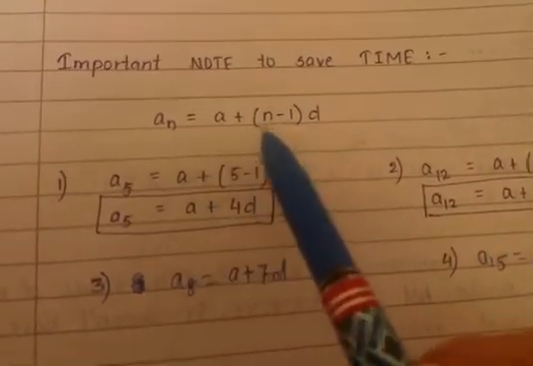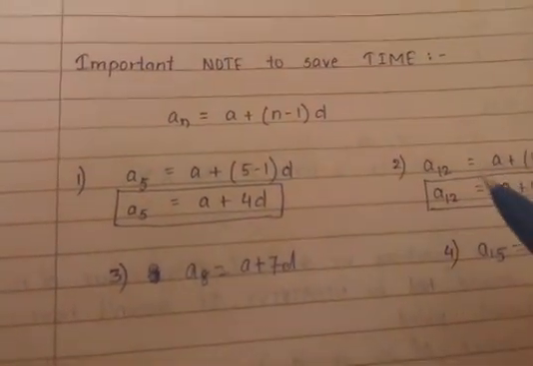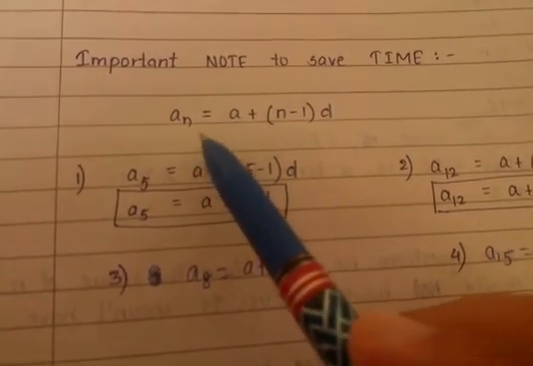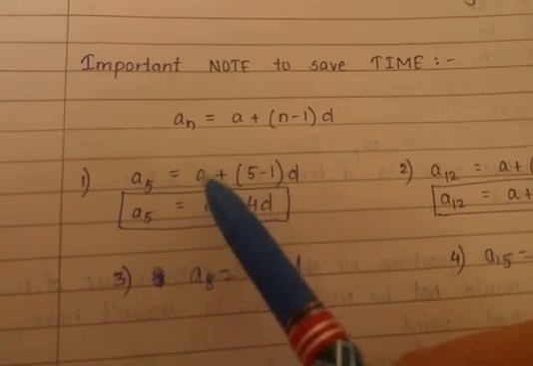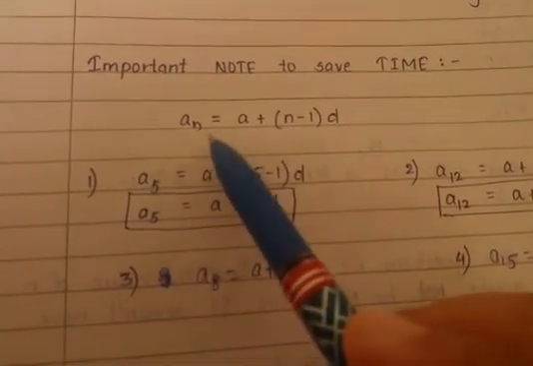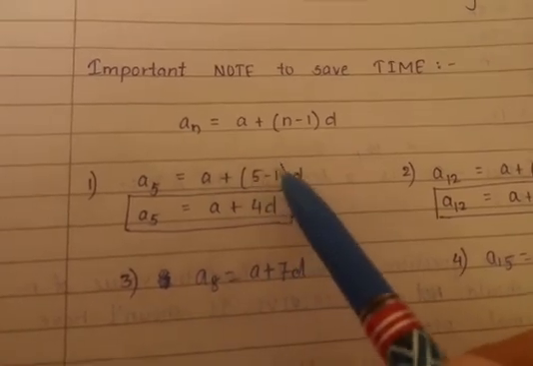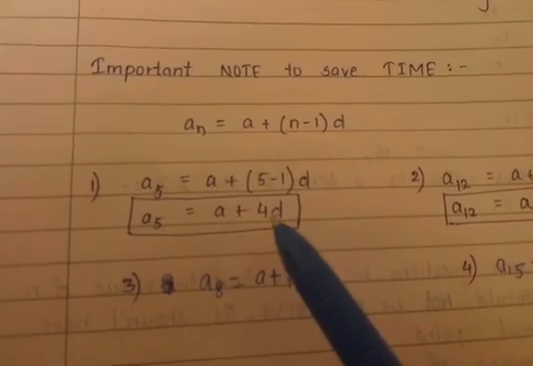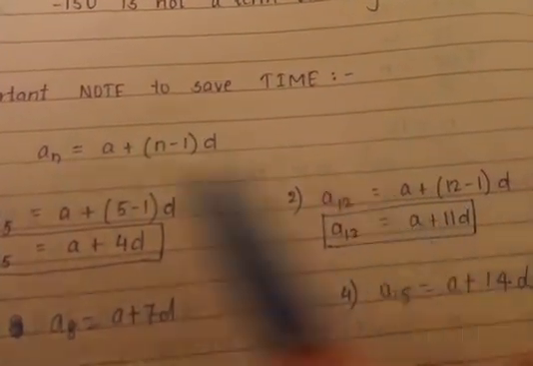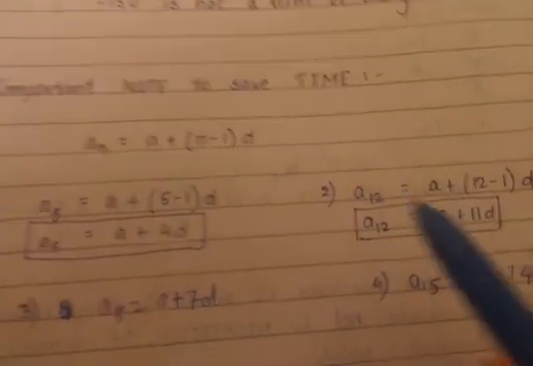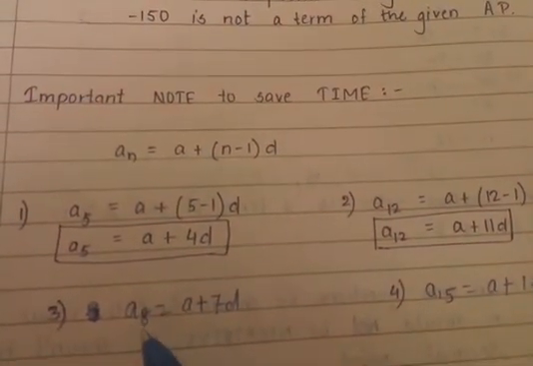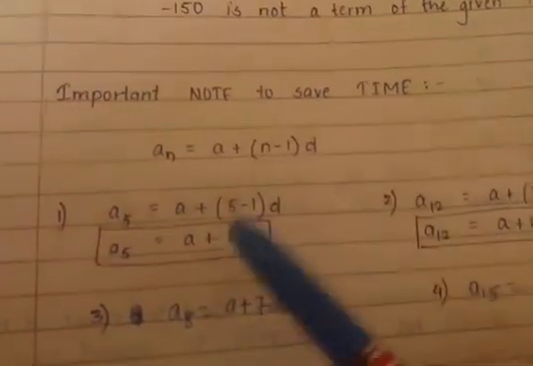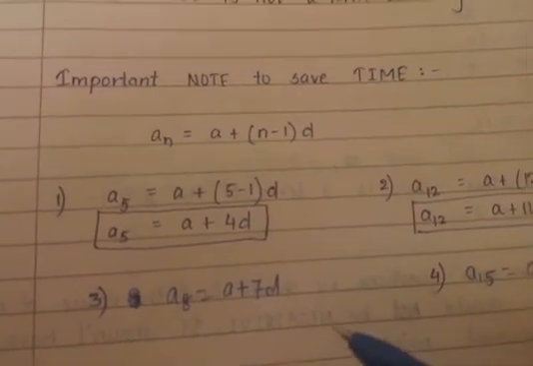Now, if we need to use this formula maybe 2 or 3 times in the same question, and we follow all the steps, like we write a5 is equal to a plus, the value of n is 5, so (5 minus 1) d, then 5 minus 1 is 4d, so a5 is equal to a plus 4d. And again we need to calculate a12, we again substitute the values, again write it. Now in the same question we have to find a8, and it will consume a lot of time.